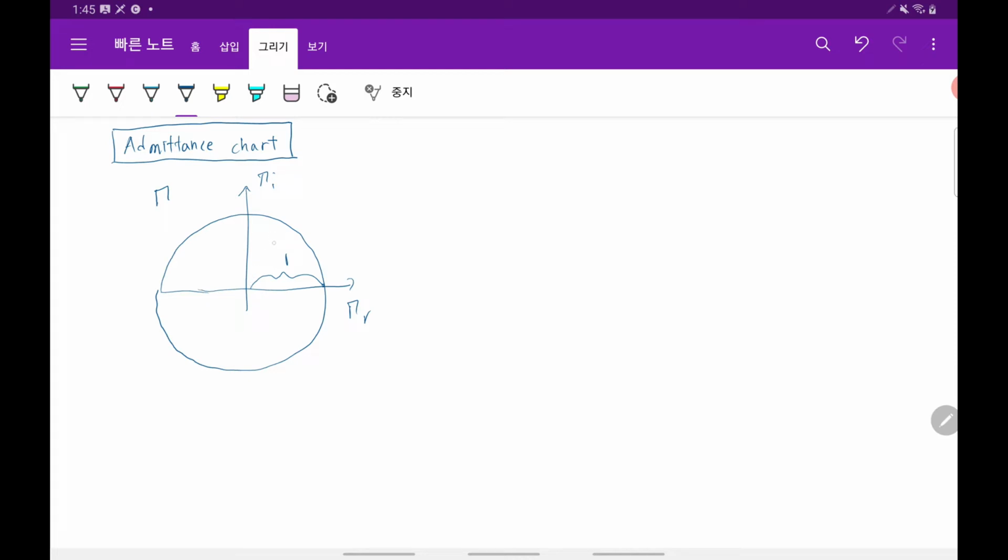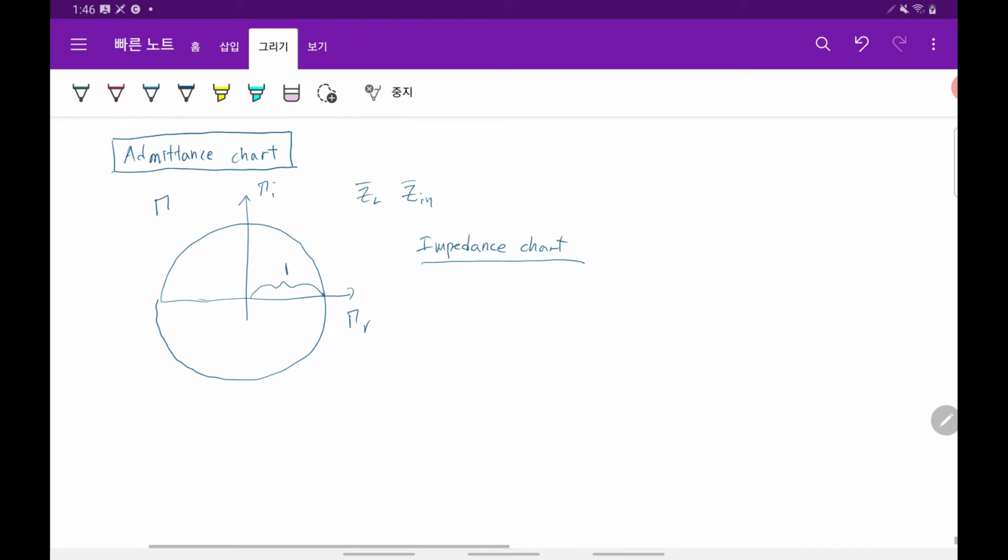And then this number can be converted to ZL, Z in, any impedance, easily. So we can call that the impedance chart, the Smith chart as an impedance chart. This Smith chart is also used as an admittance chart, which is also useful.